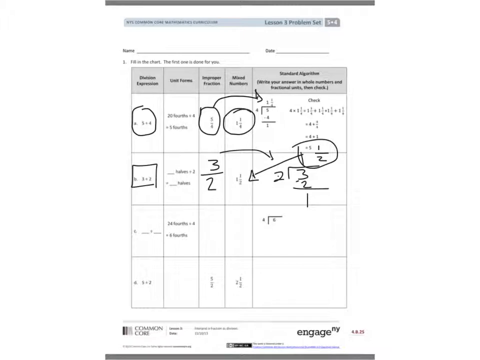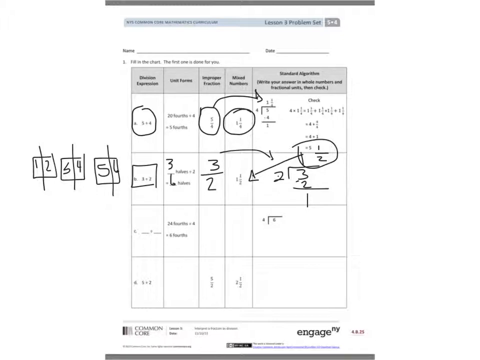We also can look at it here and say 3 halves divided by 2 is actually 6 halves. What? Where did I get 6 halves from? Well, let's look at it. 3 divided by 2 gives you 1, 2, 3, 4, 5, 6 pieces.